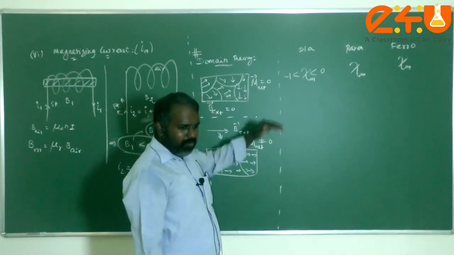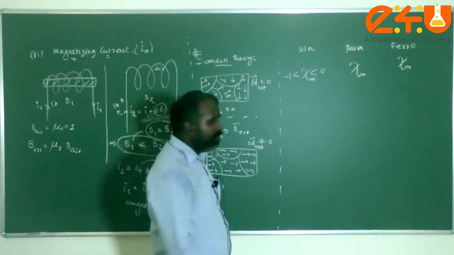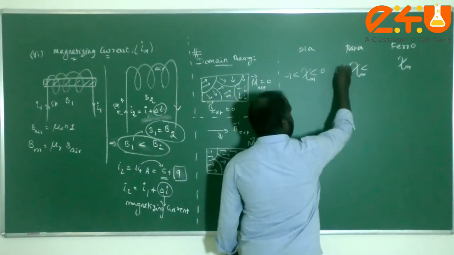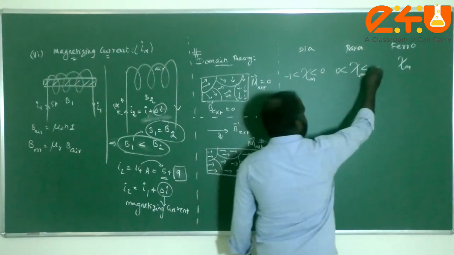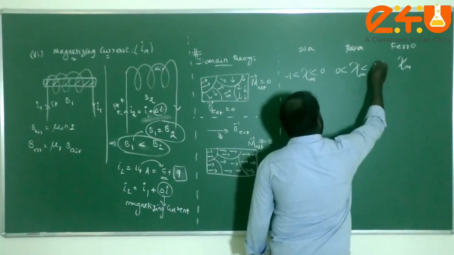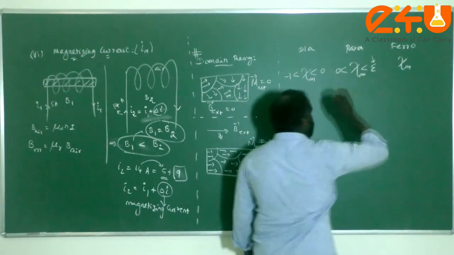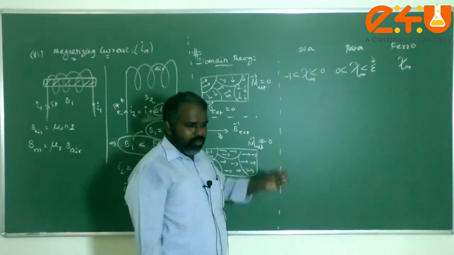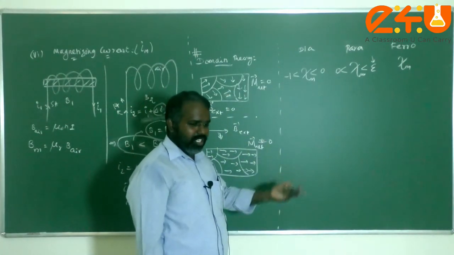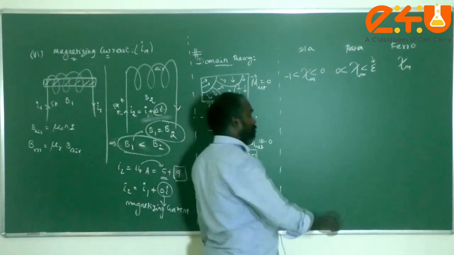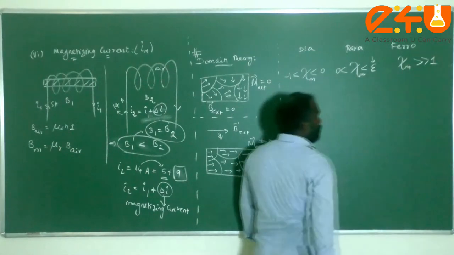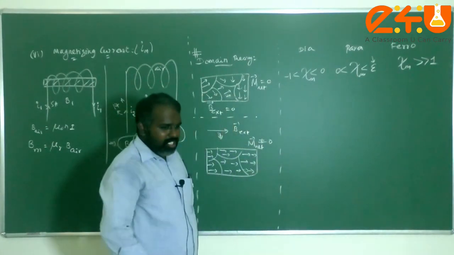That means minus 1 to 0. In the case of paramagnetic material, it is a positive value between 0 to some positive number, some positive constant. That may be 0.1, 0.8, something like that, some positive number. But in ferromagnetic material, it is very large in general.